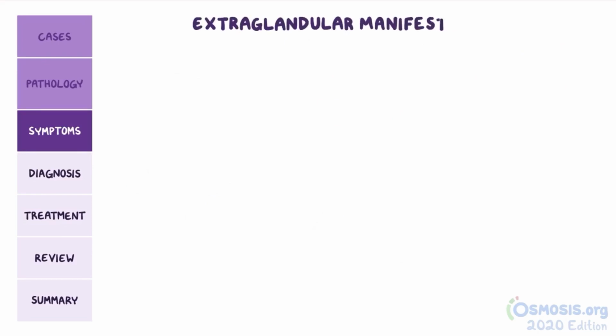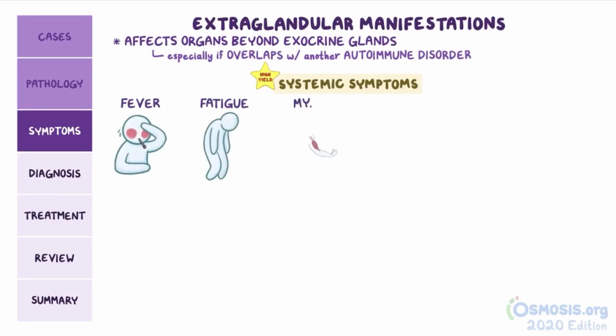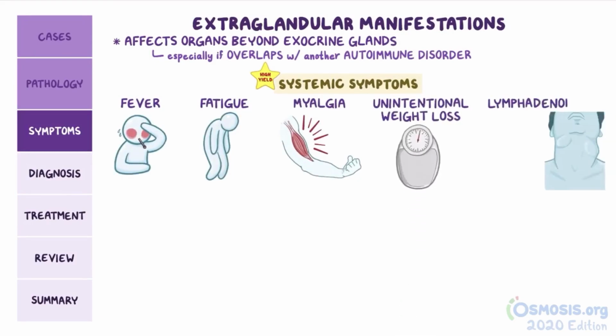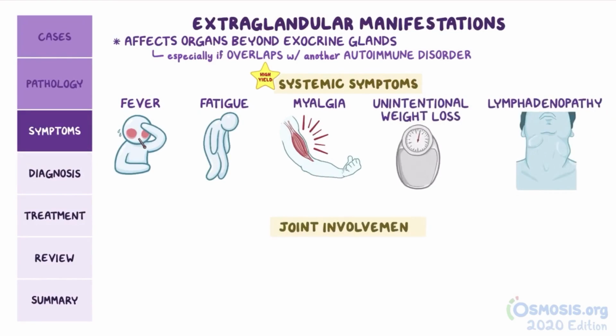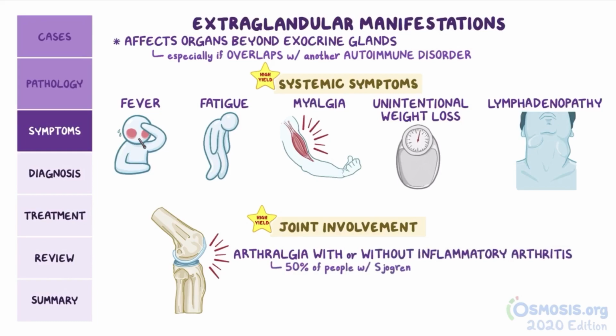Extraglandular manifestations occur when the syndrome affects organs beyond the exocrine glands, especially if it overlaps with another autoimmune disorder. Systemic symptoms can include fever, fatigue, myalgia or muscle pain, unintentional weight loss, and lymphadenopathy. Joint involvement is typically manifested as arthralgia, or joint pain, with or without inflammatory arthritis, and it actually occurs in 50% of people with Sjogren's syndrome.